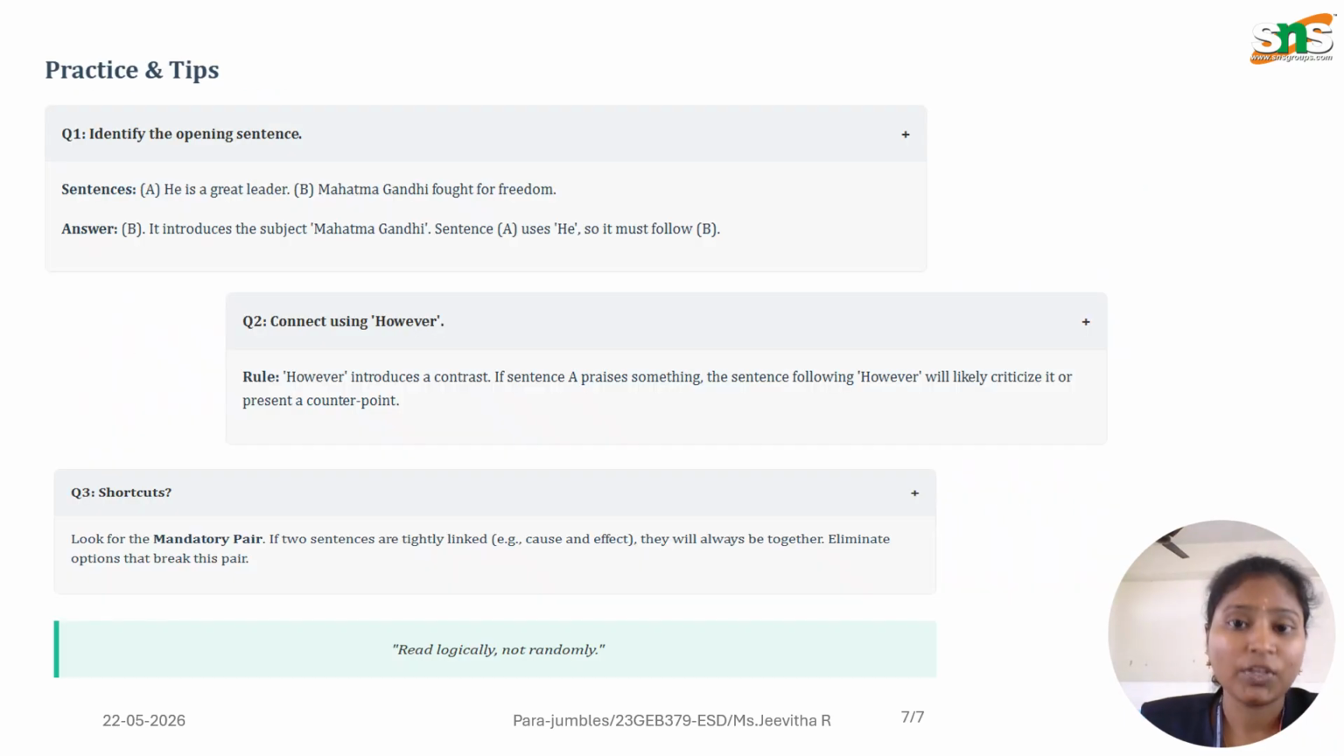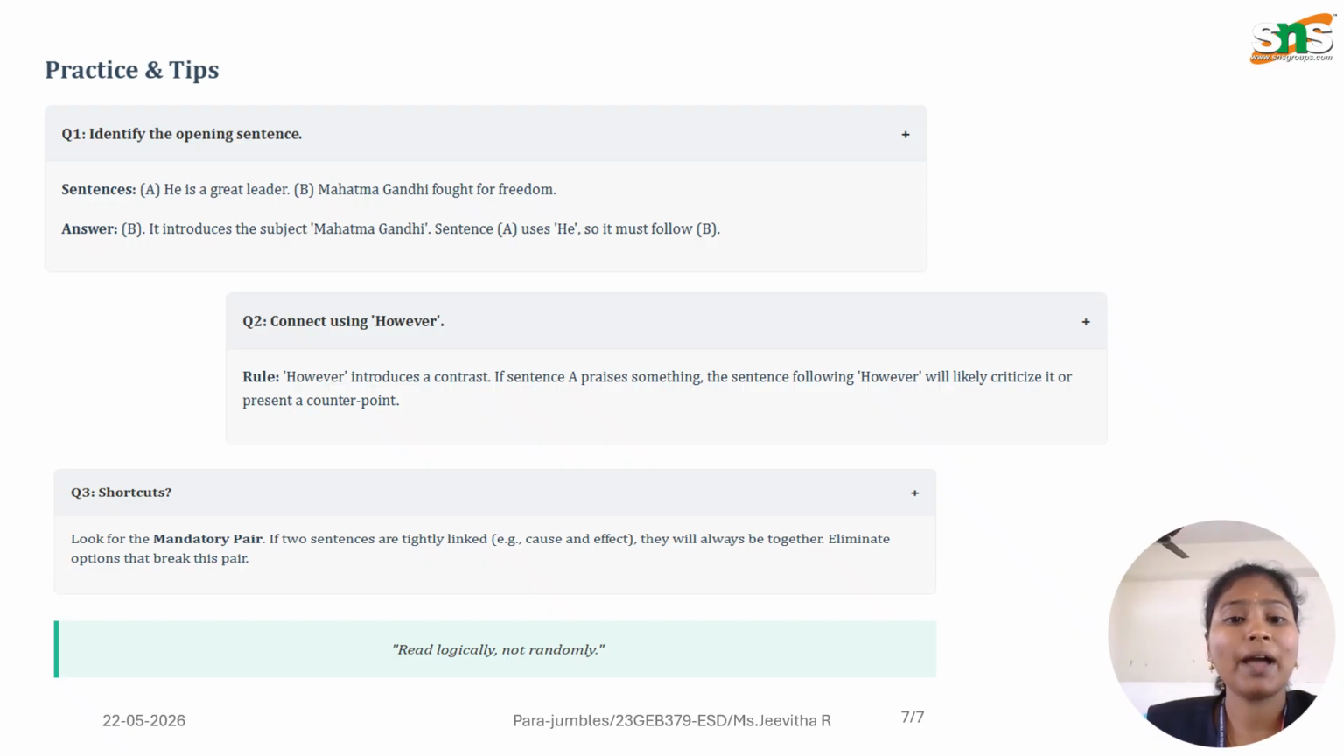This is the summary. Look at the comparison on screen. A: He is a great leader. B: Mahatma Gandhi fought for freedom. Since sentence A uses the pronoun he, it cannot stand alone. Sentence B introduces our subject by name, making it our definitive opening statement. Question 2 focus. Look at how the word however functions. However introduces a strong contrast or counterpoint. If your first sentence praises a new technology, the sentence following however will likely mention its flaws and risks. Use it as a structural hinge.